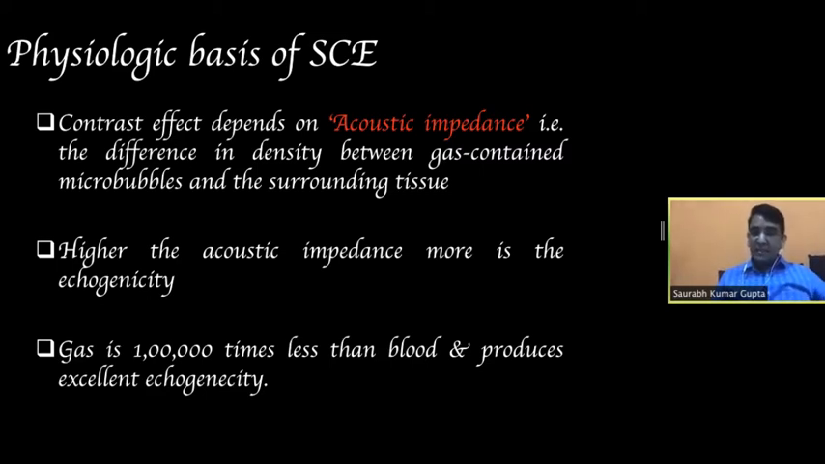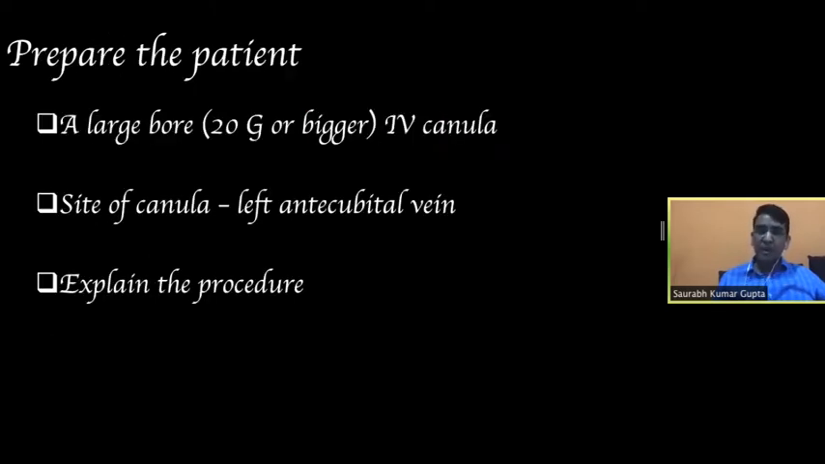And gas, since it is 1 lakh times less dense than blood, produces excellent echogenicity, and that is the basis of why we get such a good differentiation and echo contrast when we inject agitated saline in somebody's vein. Now, how do you go about saline contrast echo?